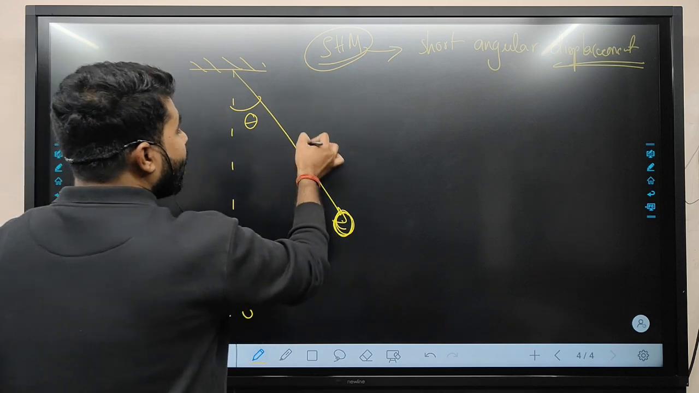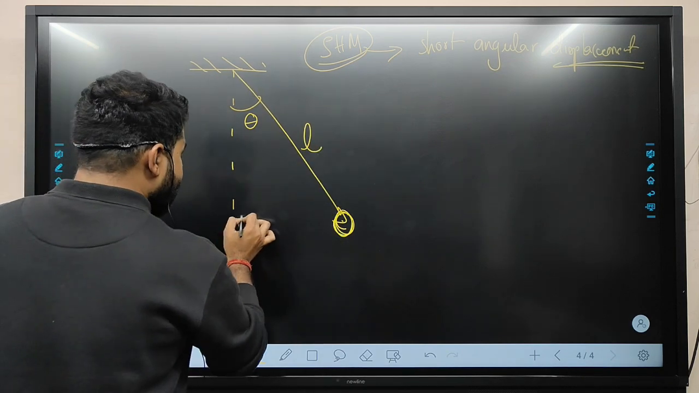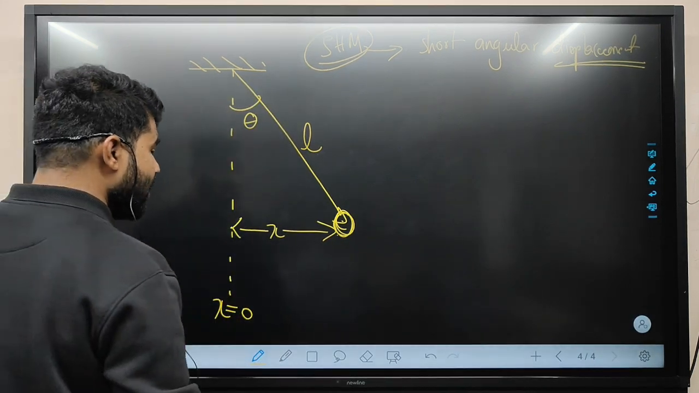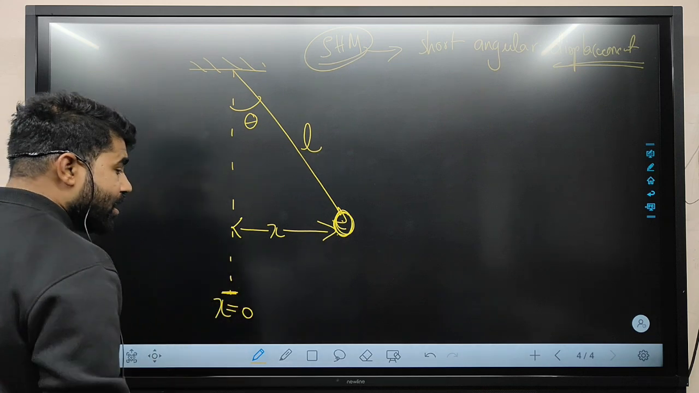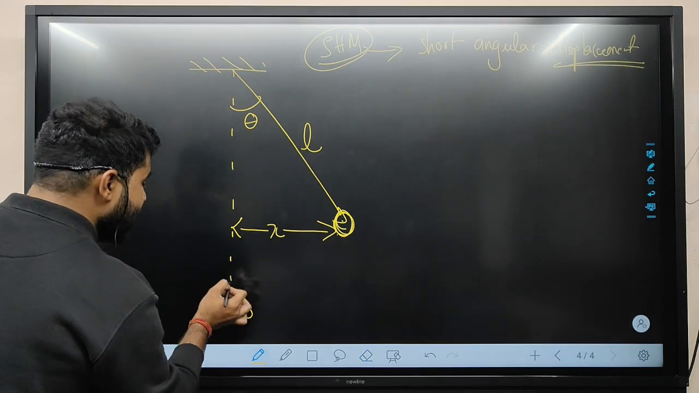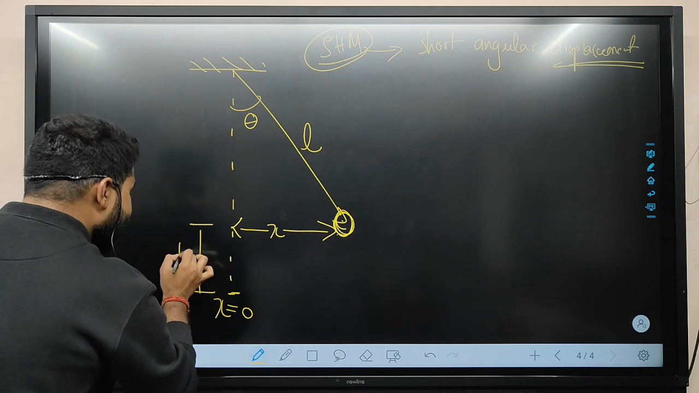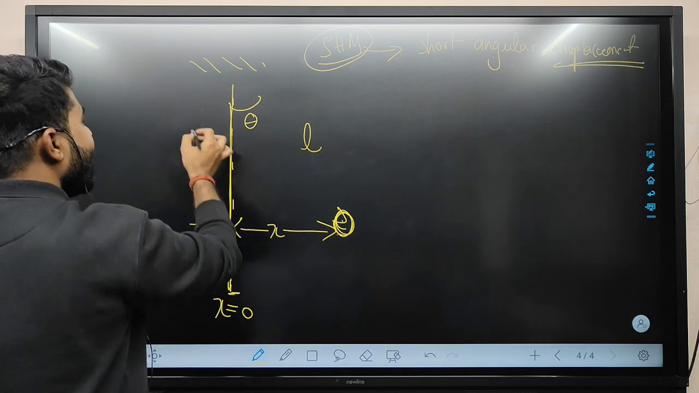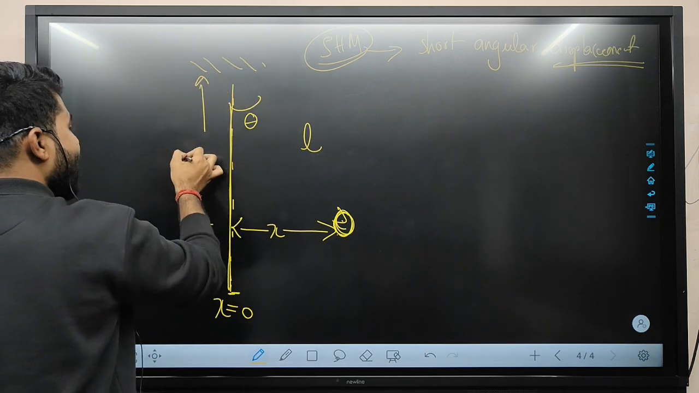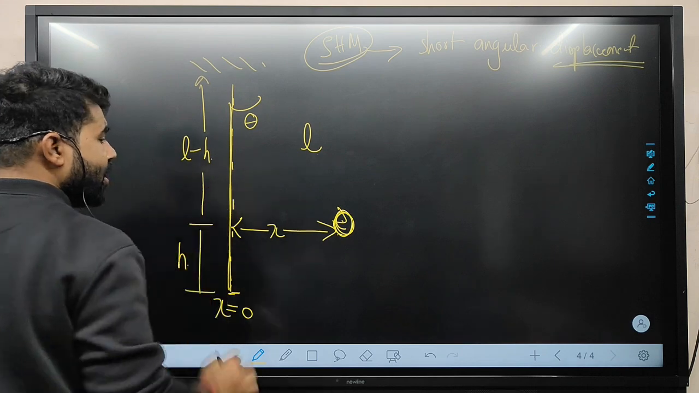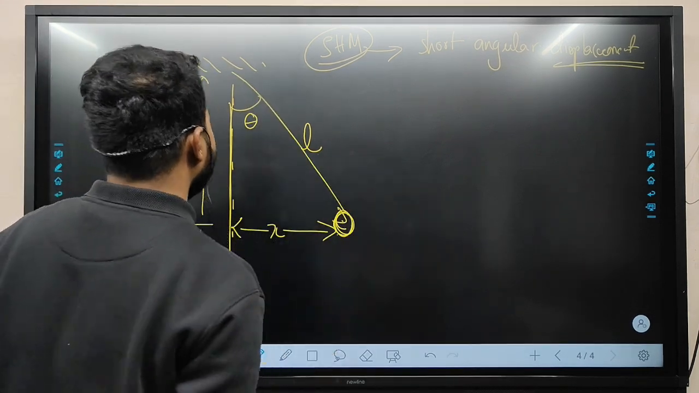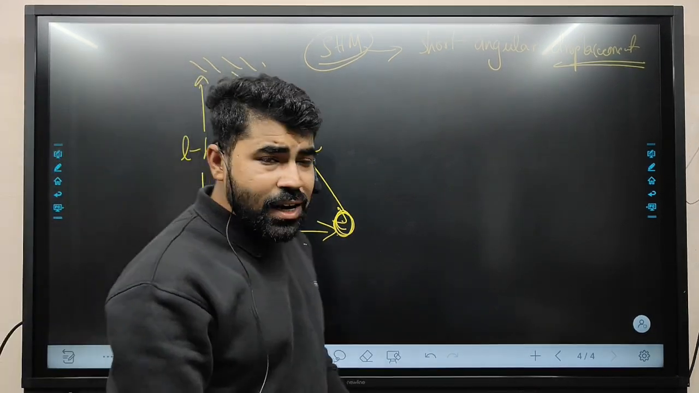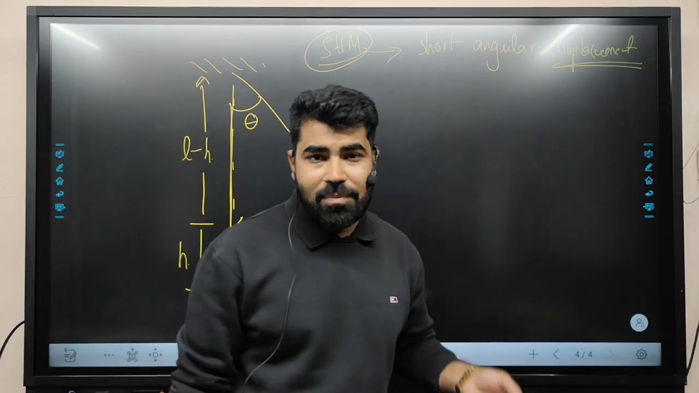For example, the length of the pendulum is L and x is the perpendicular distance from the mean position. Okay, now if the pendulum was started from this position, let us consider that this is the height h, and if this is the whole L, then this will be L minus h.